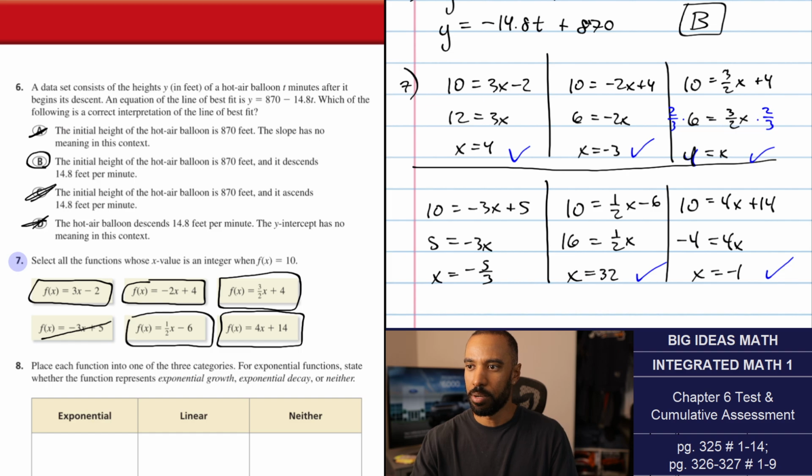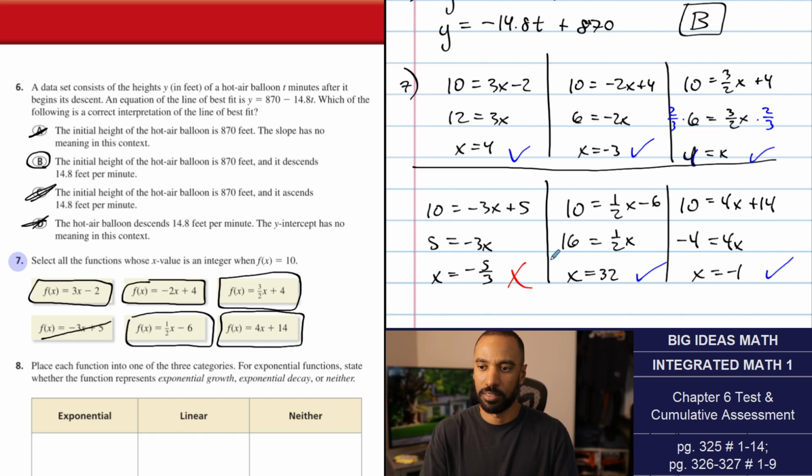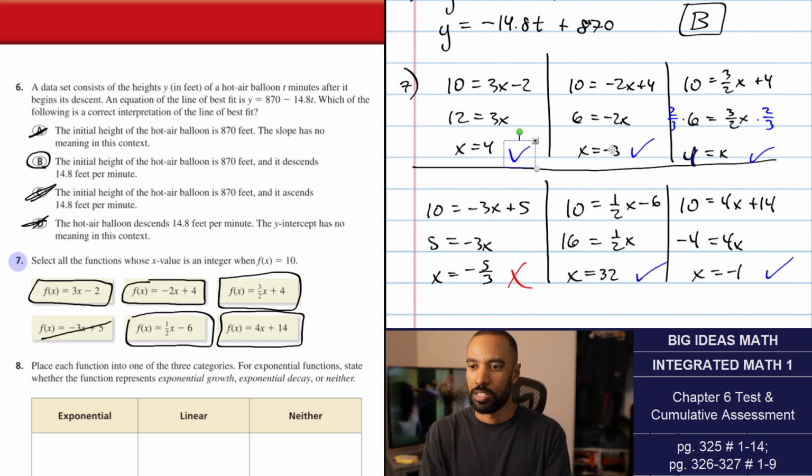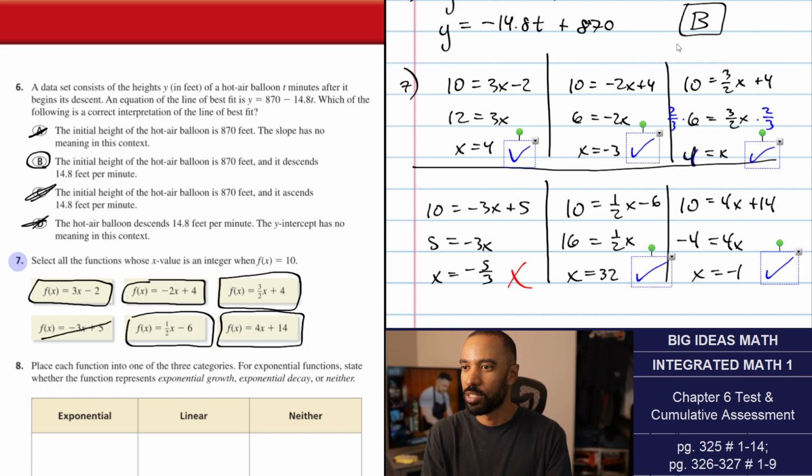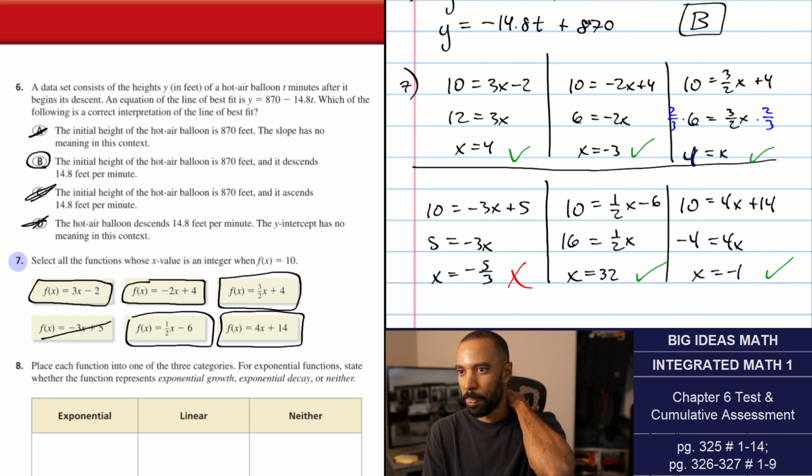I meant to do that in green, but that's okay. And this is It's not okay. I need to do this in green. Checks are green. We know this. This is valid information. Number 8.